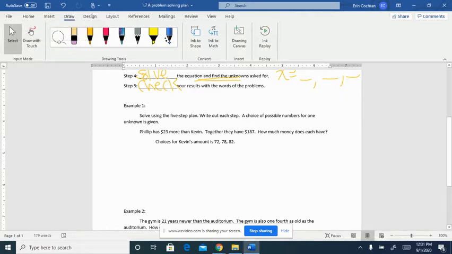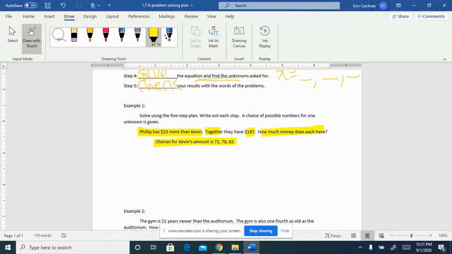All right, Philip has $23 more than Kevin. Together they have $187. How much money does each of them have? The choices for Kevin's amount are 72, 78, and 82. So step 1, what are our unknowns? Our unknowns are the amount of money Philip and Kevin have.